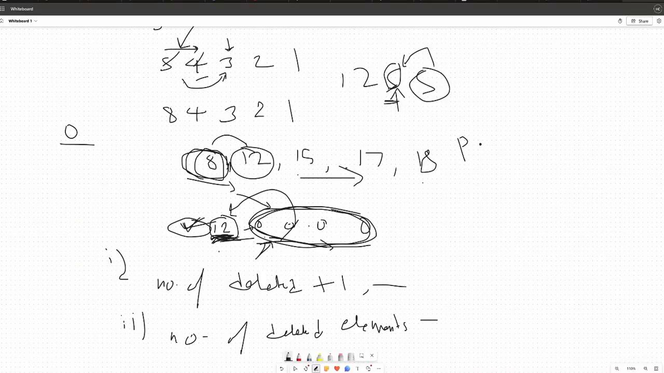If p is greater than or equal to the maximum element, then it doesn't matter if any number is here. P is already greater than the maximum possible element. Then the answer will be simply i, the number of deleted elements.